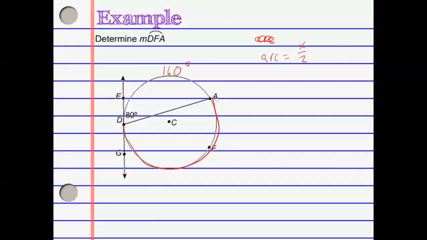Now, because we know that a circle measures 360 degrees, all we have to do to find arc DFA is take 360 and subtract 160, which would be 200 degrees.